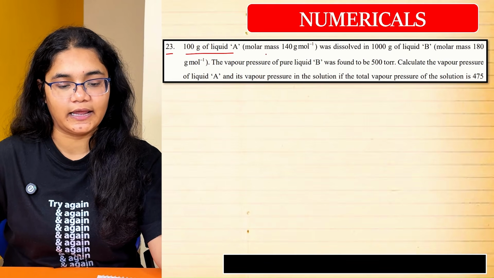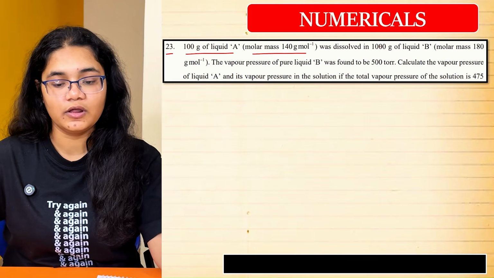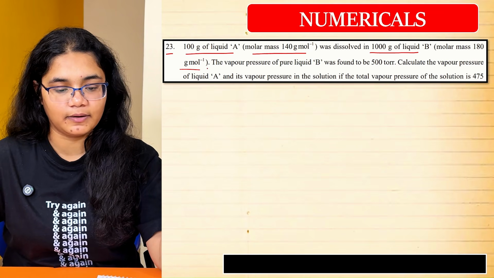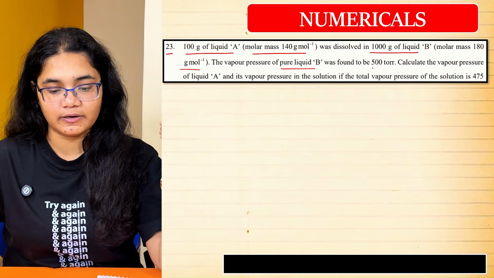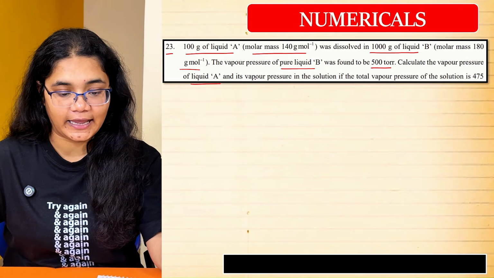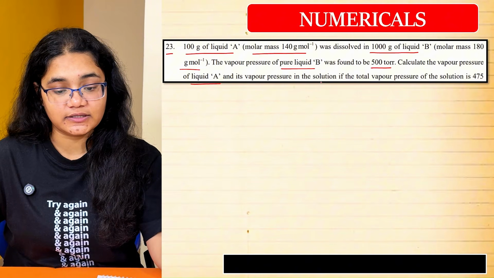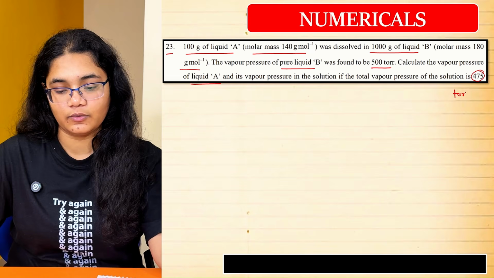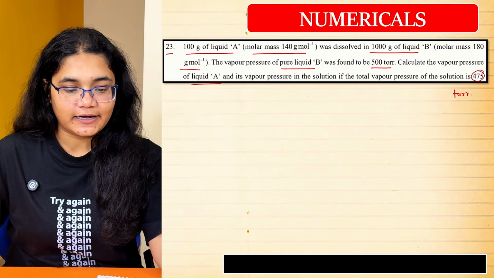100 gram of liquid A, molar mass 140 gram per mole, was dissolved in 1000 gram of liquid B, molar mass is 180 gram per mole. The vapor pressure of pure liquid B is 500 torr. Calculate the vapor pressure of liquid A in the solution if the total vapor pressure is 475 torr. Fine. Let us write down all the values.